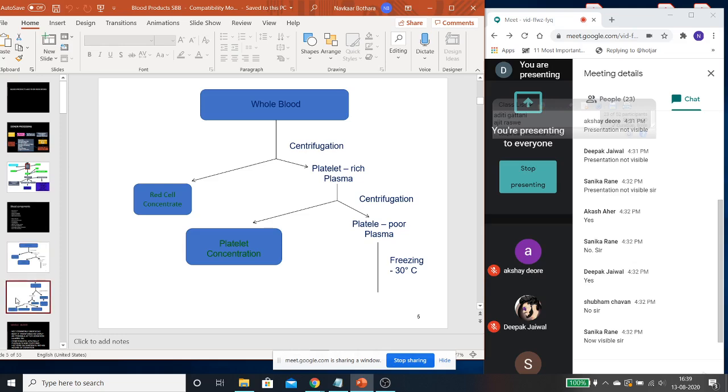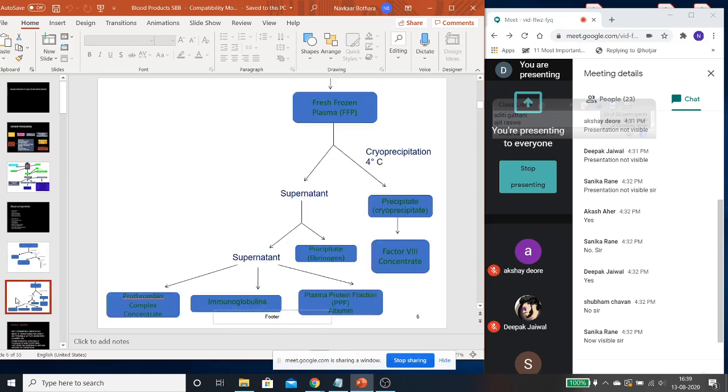Then next, from that fresh frozen plasma, again we do cryoprecipitation at 4 degrees Celsius, and because of that the precipitate is there. In that precipitate factor 8 is present, that is called a factor 8 concentrate or cryoprecipitate, anything you can call. Then there is a supernatant.